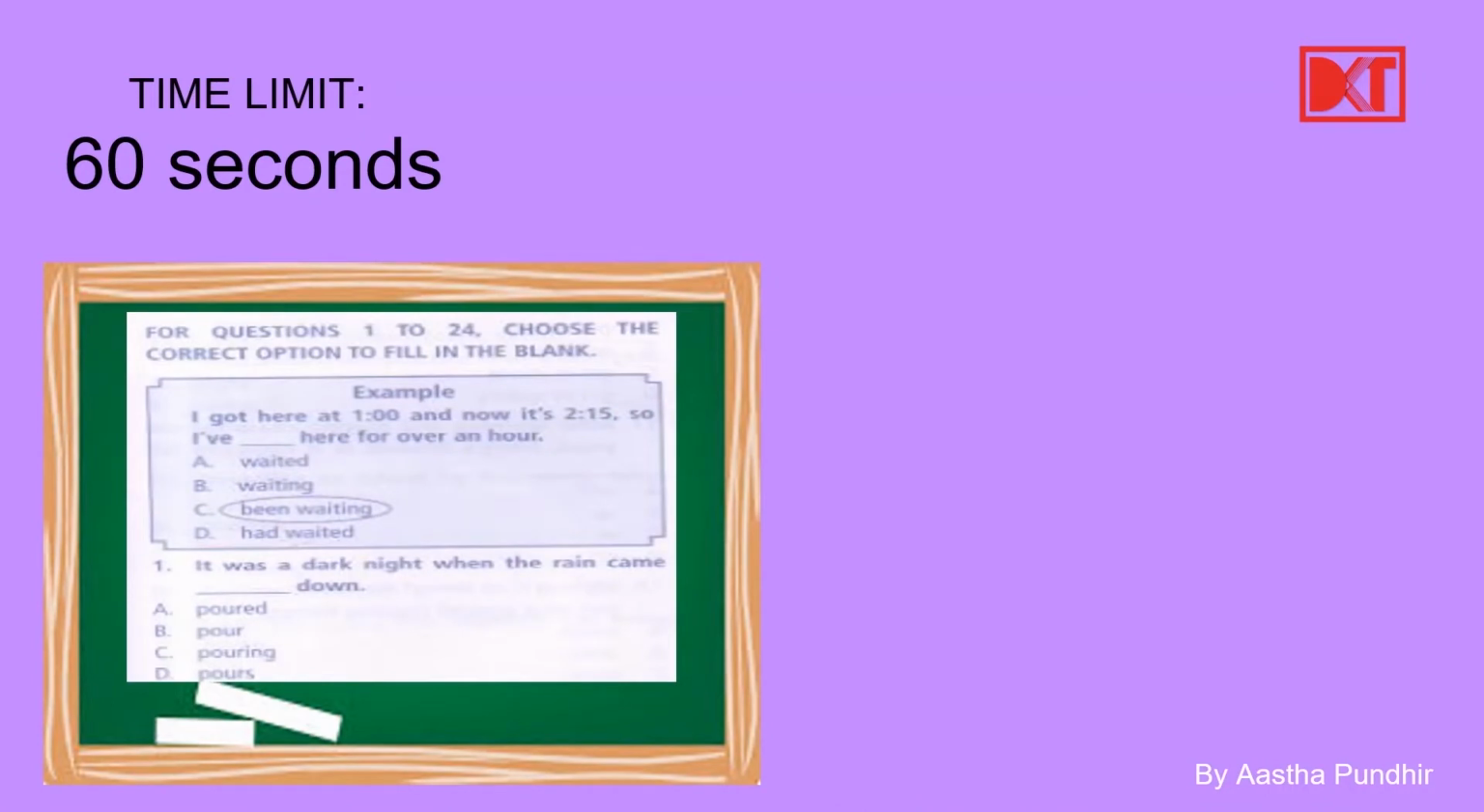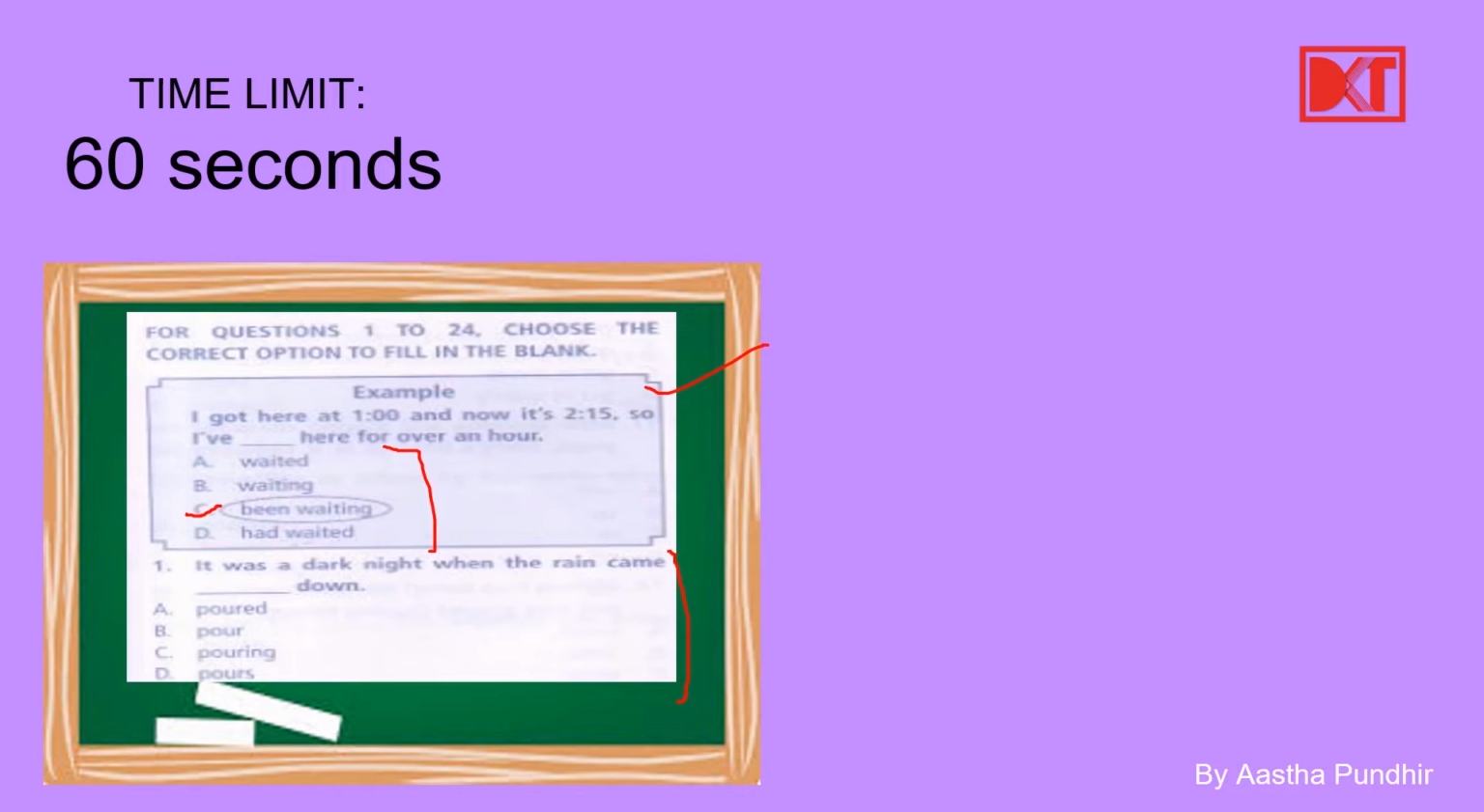Okay, so what do we have to do? For questions 1 to 24, choose the correct option to fill the blank. Like here, I got here at 1 and now it's 2:15, so I've dash here over and out. Waited, waiting, been waiting, we had waited. Correct answer, C, been waiting, it is marked. Alright, now for you, you will be marking it in the OMR sheet.